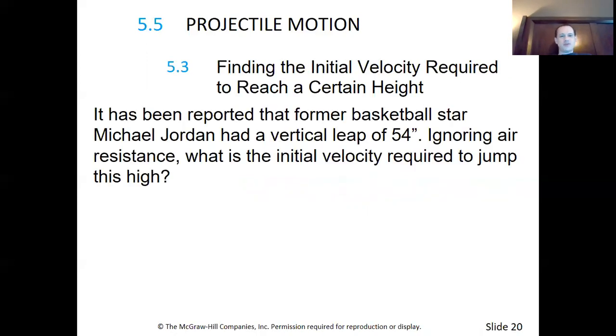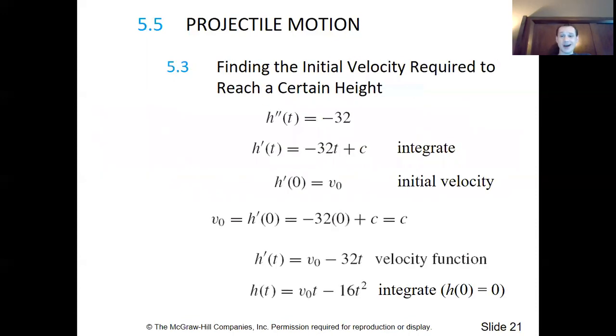Okay, here's another one. It's been reported that Michael Jordan can jump 54 inches into the air, ignoring air resistance. What's the initial velocity required to jump this high? Okay. Well, same deal. We're going to start from the bottom level up. I'm not going to walk you through every step this time, but the second derivative, the acceleration, is negative 32. You go up a couple levels, and you don't know what the constant is because you don't know what their starting velocity is. That's what you're trying to find.